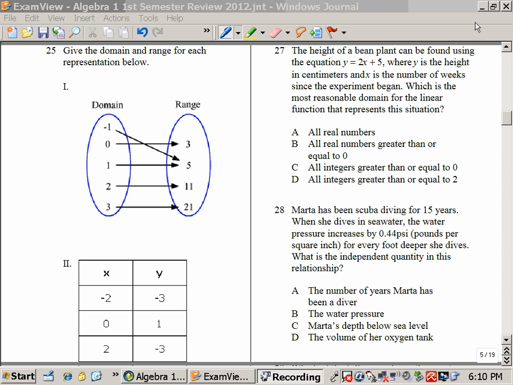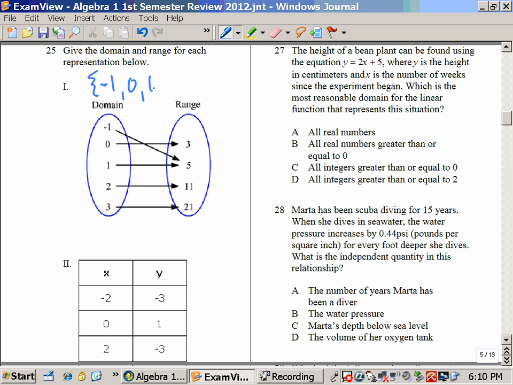25, I have to give the domain and range for each. On number 1, the domain is going to be all of the list of the mappings, which is -1, 0, 1, 2, and 3. The range is going to be 3, 5, 11, and 21. Notice we don't repeat any of those.